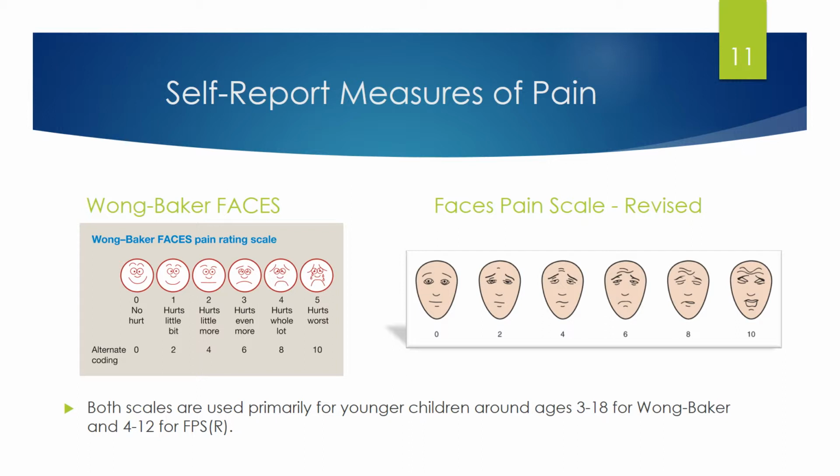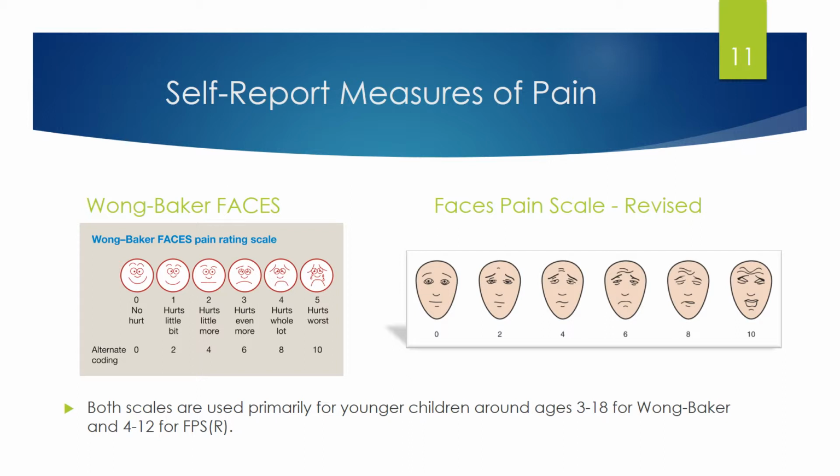And the Wong-Baker face has been critiqued for the smiling face at 0 and the tears at 10 not being accurate to what the child may actually feel. They may see that if they're not currently crying, they may not report a 5 because they don't have tears, even though they may be in severe pain that would be a 5 or a 10 on the faces pain scale. So many nurses will use the FACES pain scale now.